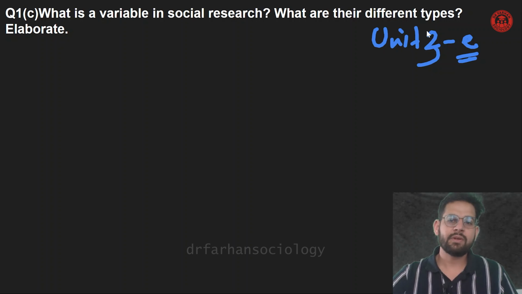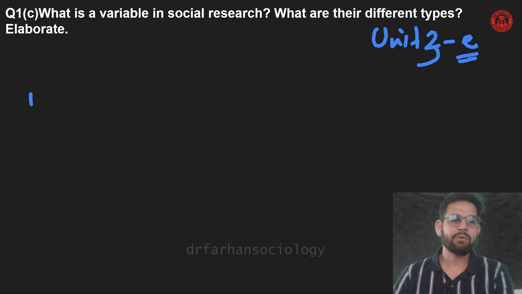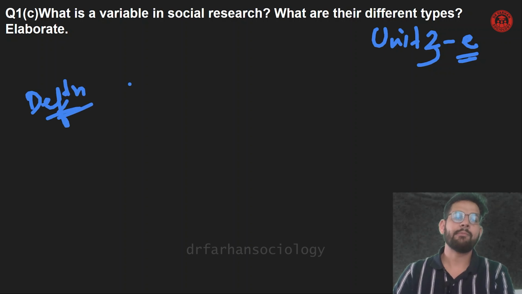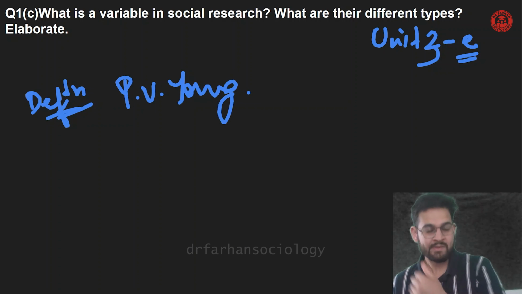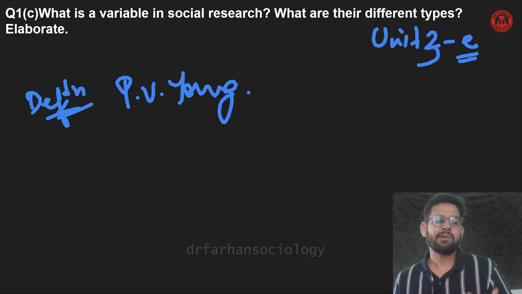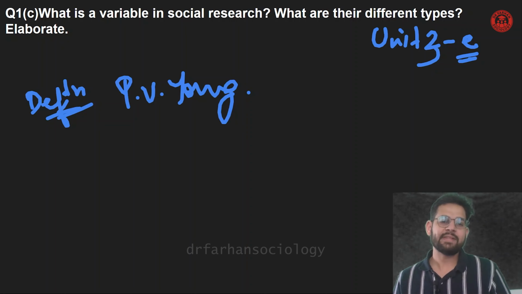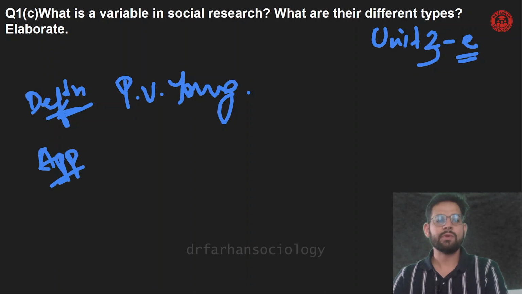So what we'll be looking at is, first of all, a definition. A popular definition has been given by a sociologist such as P.V. Young. P.V. Young is telling that any phenomenon or any element that can vary beyond one of its characteristics will be called a variable in social research. If you go further ahead, how the approach will be categorized.